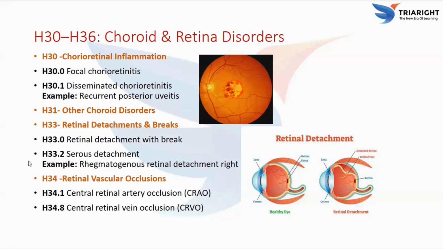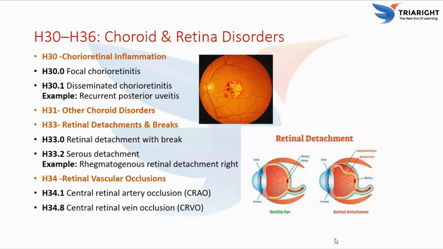Whereas H33.2 is for serous detachment. So what do you mean by serous detachment? It is also called exudative detachment. There is no tear or break in this type. This is caused by fluid accumulation under the retina due to inflammation, tumors, hypertension and also central serous retinopathy. For example, rhegmatogenous retinal detachment in the right eye. This indicates a tear-related detachment on the right side.